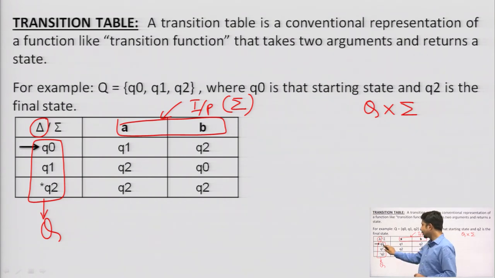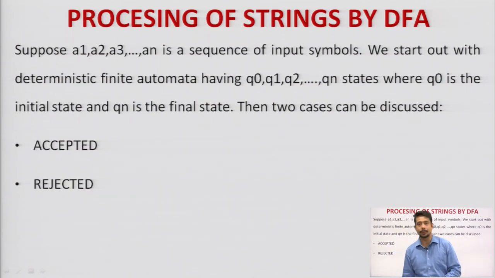Now, what it says is that Q naught on seeing input alphabet A goes to another state, say Q1. This is what it actually means. Similarly, Q naught on seeing B goes to Q2. Generally, we will try to focus on the transition diagram first, and then we will construct a transition table. That we can do once we take an example where you will be given a language. From that language, you need to construct a machine. It may be a DFA, it may be NFA, it may be Moore, it may be Mealy, may be anything. Okay. So, this is all about your transition table and transition diagram.